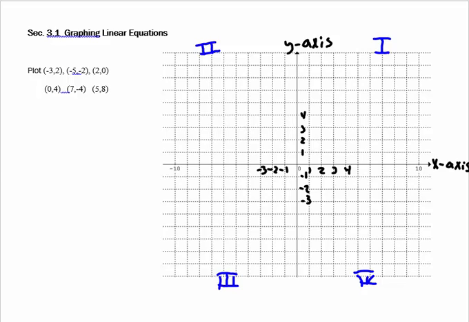Now in quadrant 1, you should see that every ordered pair will have a positive x and a positive y. In quadrant 2, the x's will be negative, but the y's will be positive. In quadrant 3, both the x and the y will be negative. And in quadrant 4, the x's are positives, but the y's are negatives. One other important feature is where the x-axis and the y-axis intersect, which is the origin.